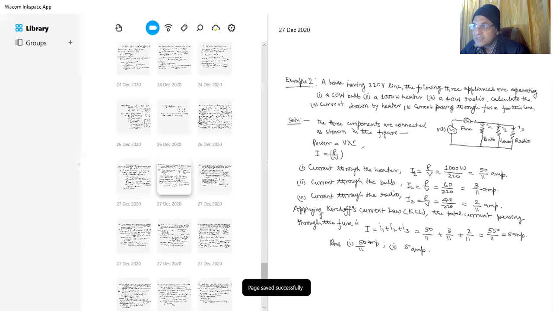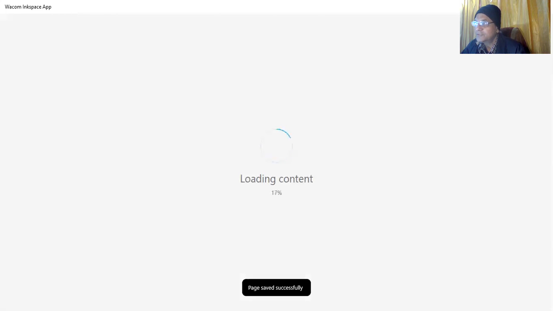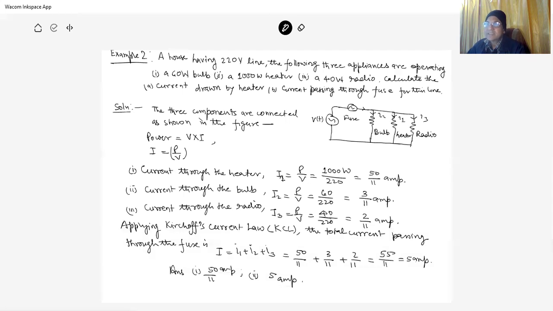So this is the first example. The second example is very interesting. A house has a 220 volt line as usual for domestic purposes. The following three appliances are operating: a 60 watt bulb, a 1000 watt heater, and a 40 watt radio. In place of the radio, you may use a television. Calculate the current drawn by the heater and the current passing through the fuse.